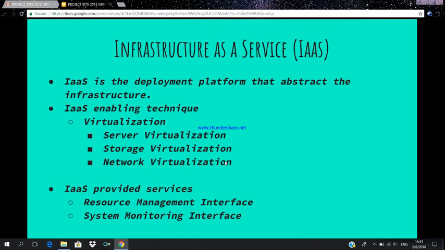Infrastructure as a service is the deployment platform that abstracts the infrastructure. The enabling technique is virtualization. In virtualization, there are server, storage and network. IaaS provides services such as a resource management interface and system monitoring interface.